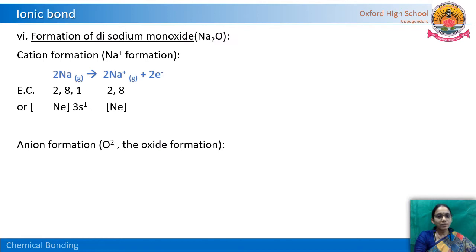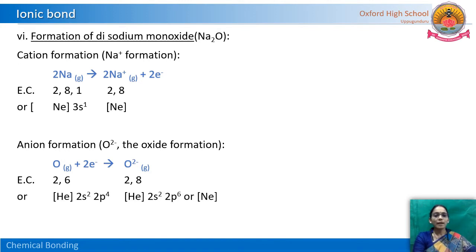Next, see anion formation, O2-, the oxide formation. How many valence electrons are there in oxygen? First write the equation: oxygen accepts 2 electrons. Why does it have to accept the 2 electrons? See the electronic configuration, oxygen 2,6. So it accepts 2 electrons to get the octet. For getting the stability, it accepts the 2 electrons from sodium and it becomes the anion.